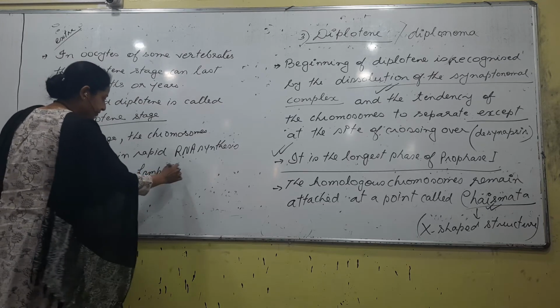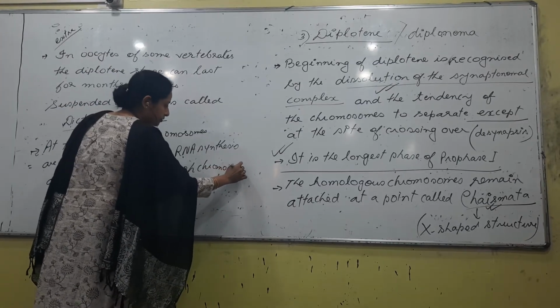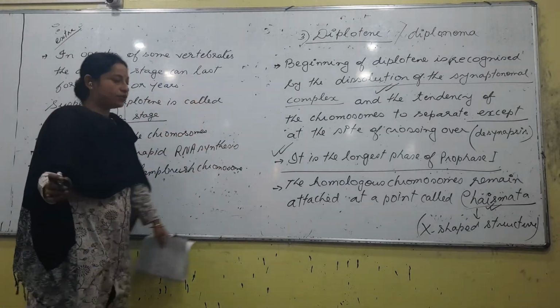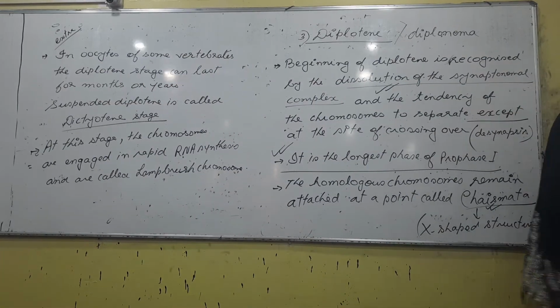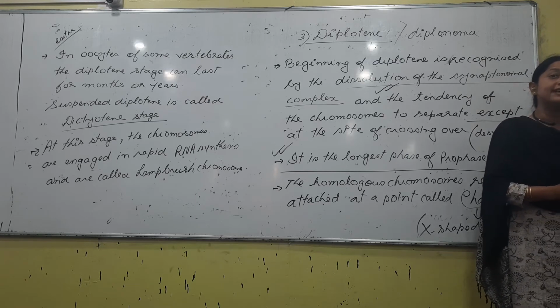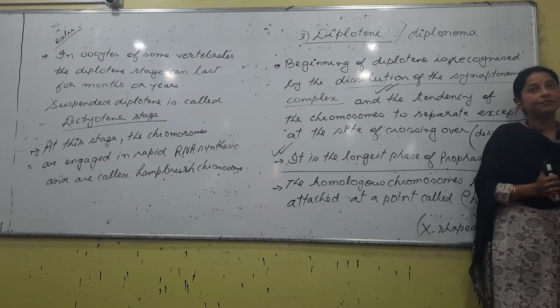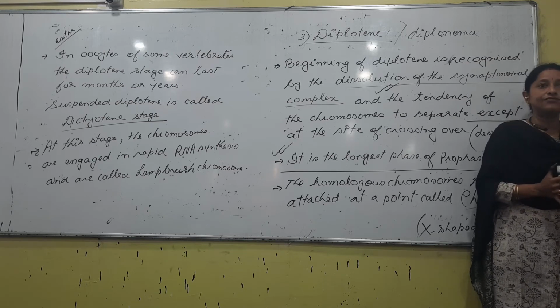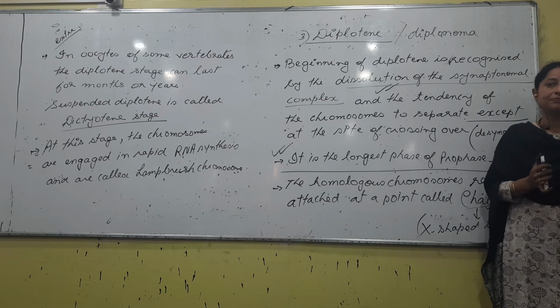Dictyotene. This is an extra point, not the characteristics of diplotene. It is just to say that in certain organisms, diplotene might stay for months or years. Diplotene staying for months and years. What we understand by that statement? If I say diplotene has lasted for months or it has lasted for years, what does that mean?